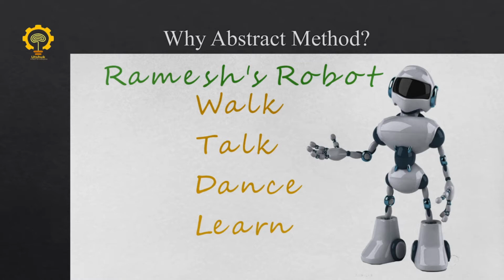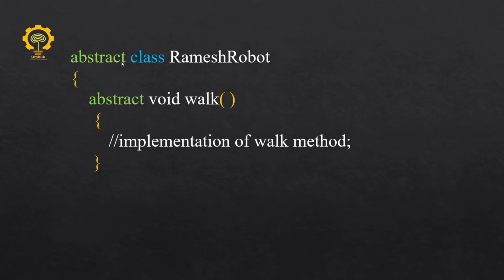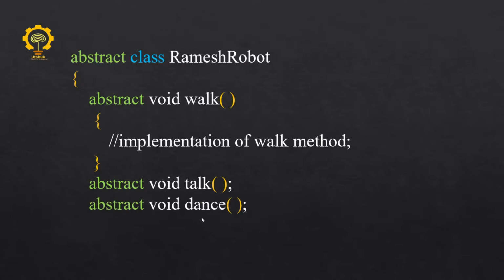So in this way we can use the abstract method concept while there are multiple users working on the same project, like this: abstract class Ramesh robot and abstract void talk, as he only knows the walk method implementation and doesn't know about talk, dance and learn. So he could define those methods as abstract, and after that he could only implement the walk method. So in this way he can launch his first version of the robot.